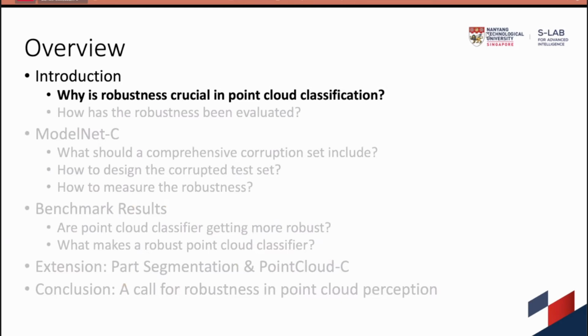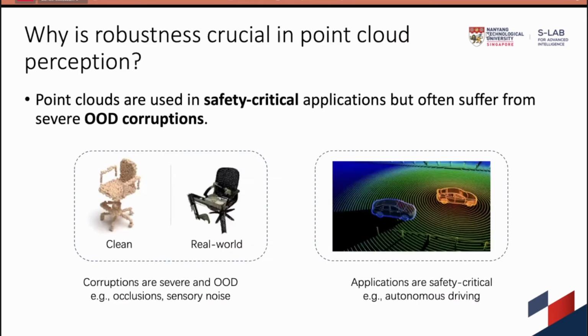Firstly, we will discuss why robustness is very crucial in point cloud perception. Compared to other data formats like 2D images, point clouds as a raw data format suffer severe corruptions in the real world, like occlusions and sensory noise. Moreover, point cloud is widely employed in safety-critical applications such as autonomous driving. Therefore, the robustness to out-of-distribution corruptions is an important metric for point cloud perception.